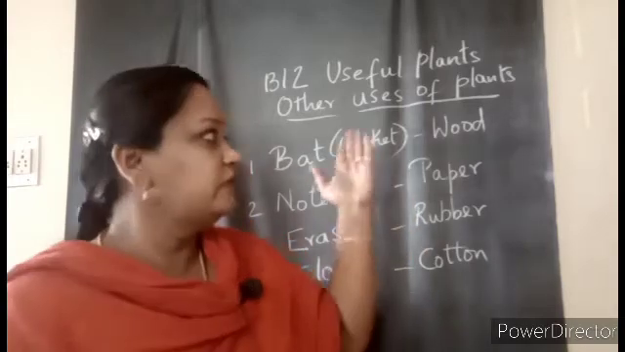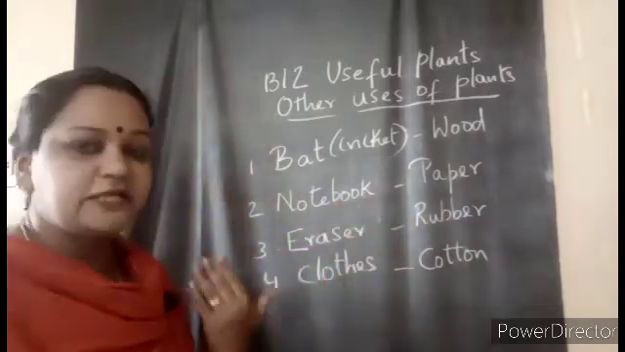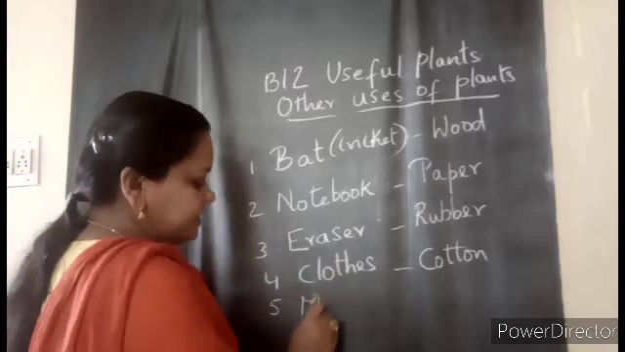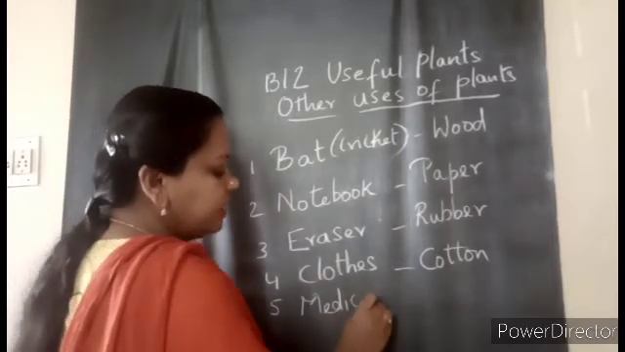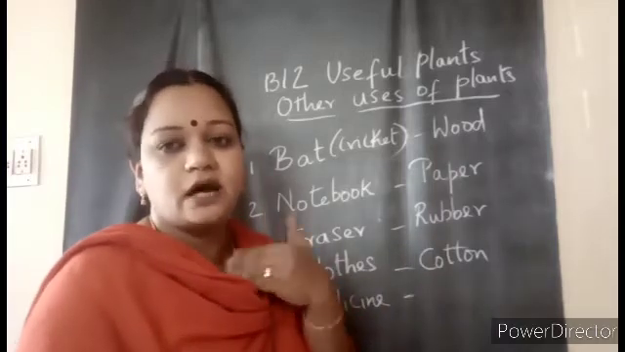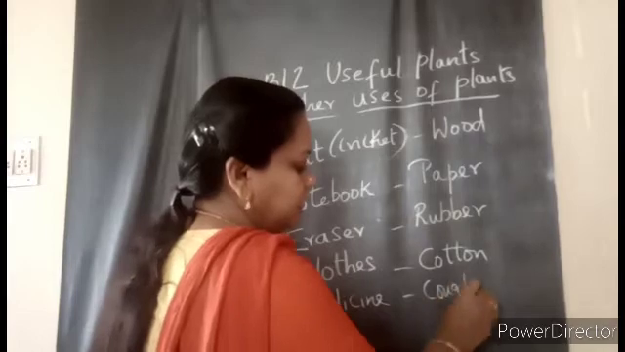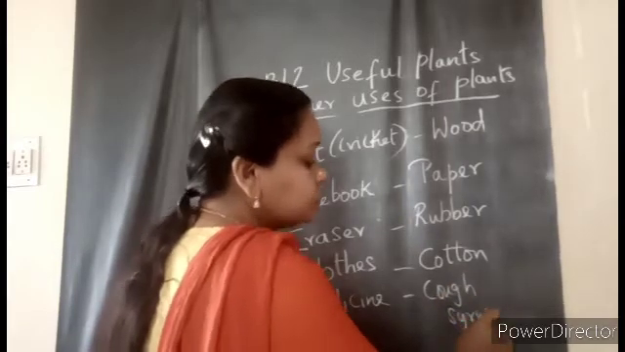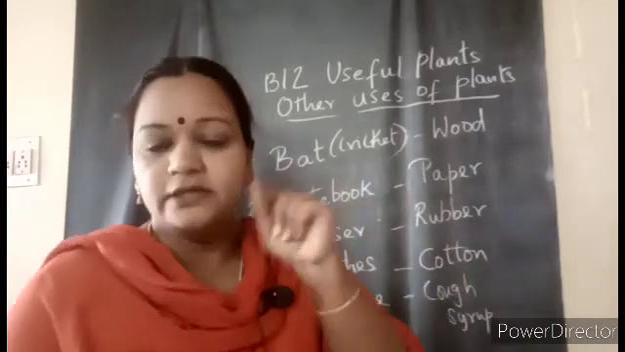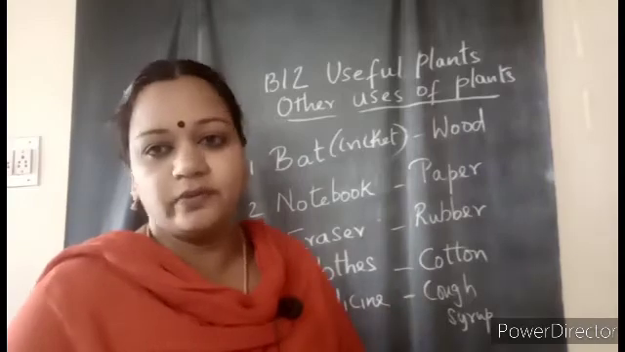See, apart from giving us food, plants are giving many other things also. We can add to this list. Sometimes, when we fall sick, we take some medicines. Some of the medicines also we get from plants. For example, you got a dry cough or anything, so you take some cough syrup, your parents give it. If you check, it will have some tulsi extract in it, which is also from the plant.